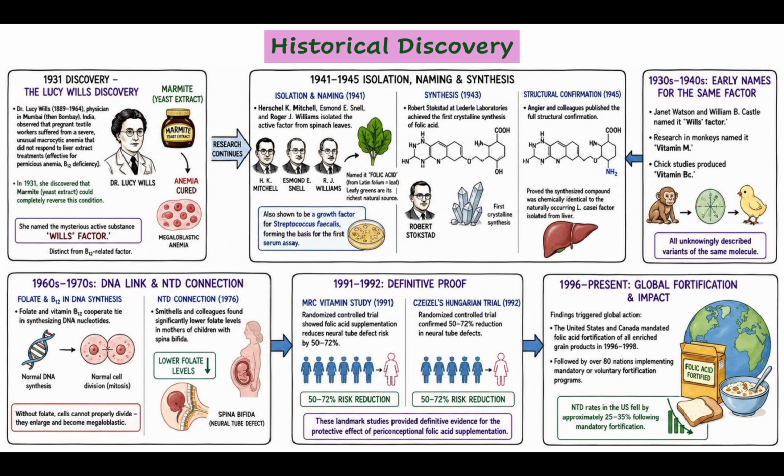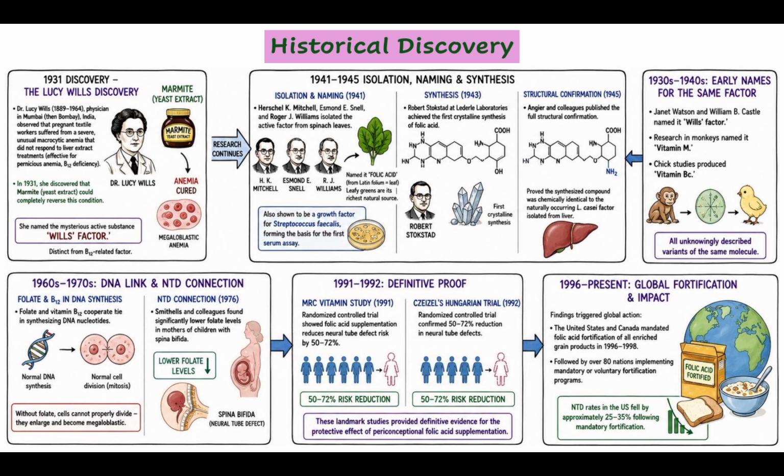Janet Watson and William B. Castle later formally named it Wills factor. Research in monkeys named it vitamin M and chick studies produced vitamin BC. All were unknowingly describing variants of the same molecule. In 1941, Herschel K. Mitchell and Esmond E. Snell and Roger J. Williams isolated the active factor from spinach leaves. They named it folic acid from the Latin folium, meaning leaf, recognizing that leafy greens were its richest natural source.